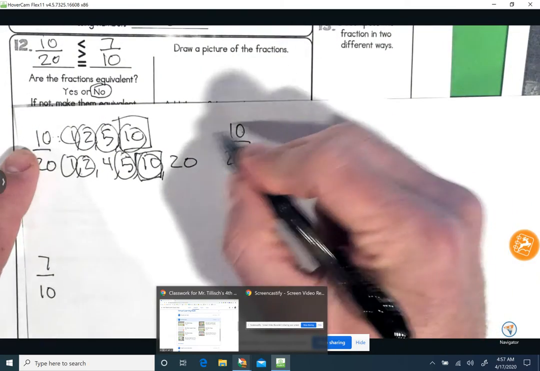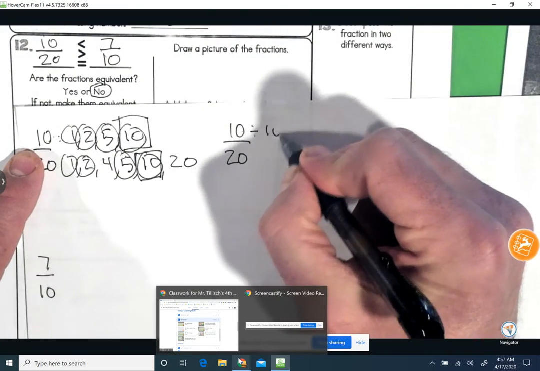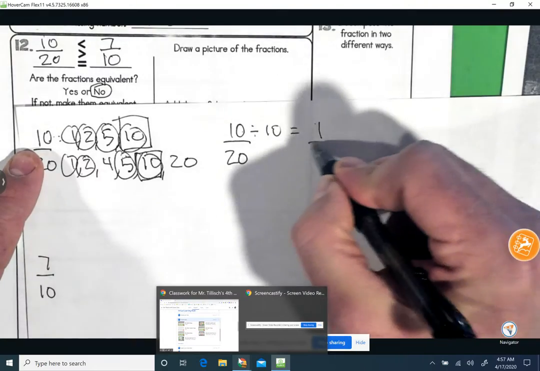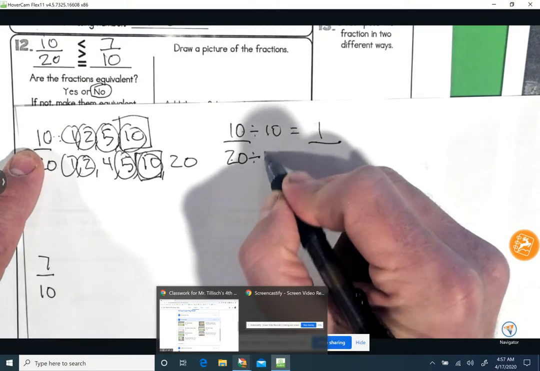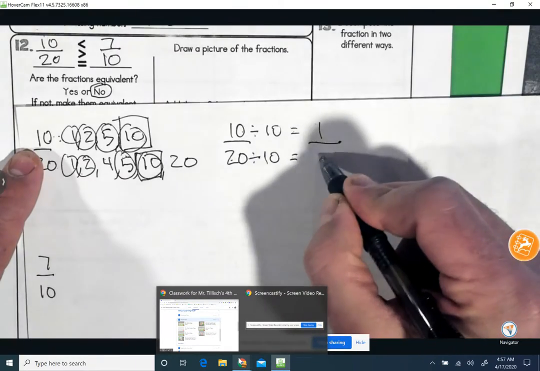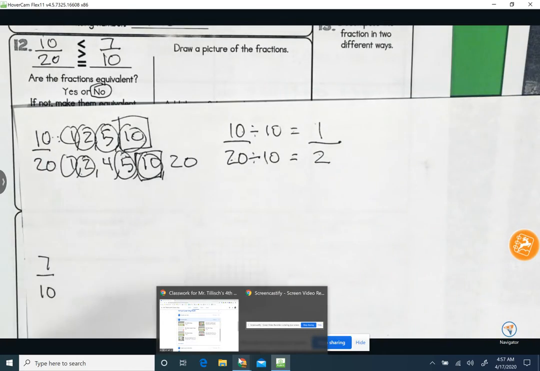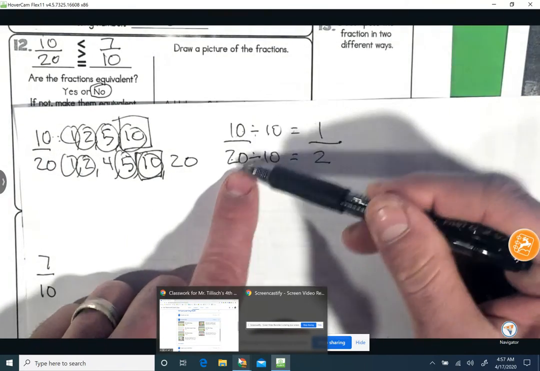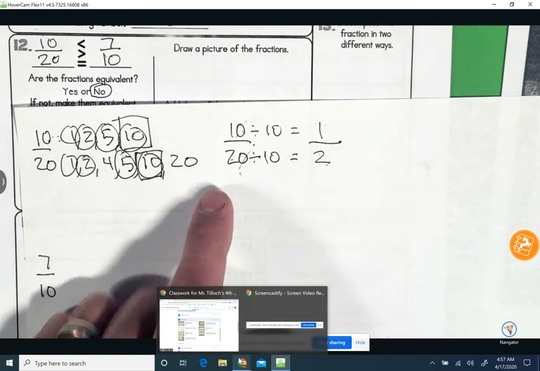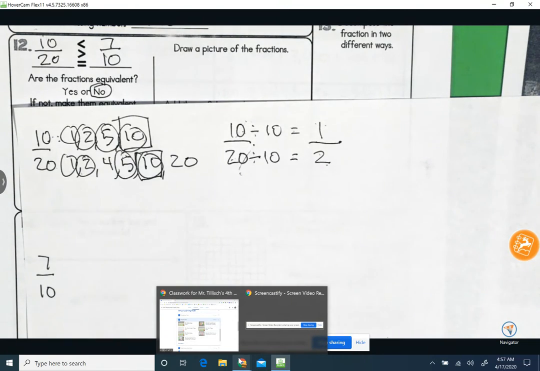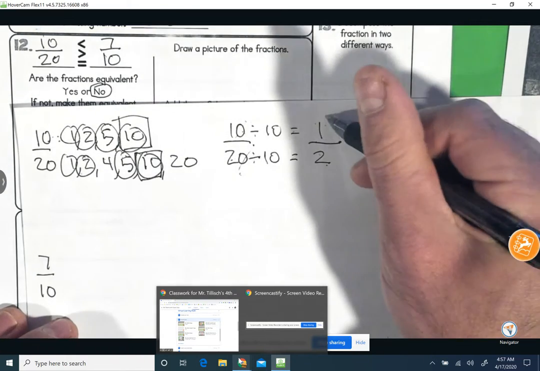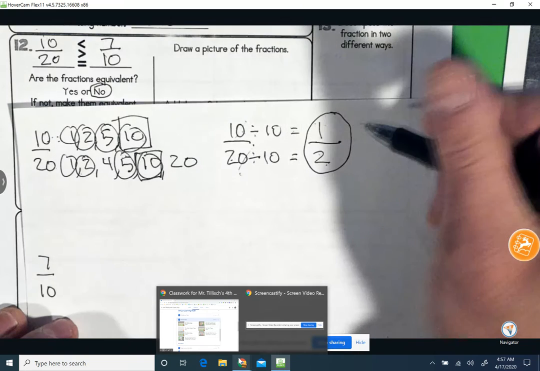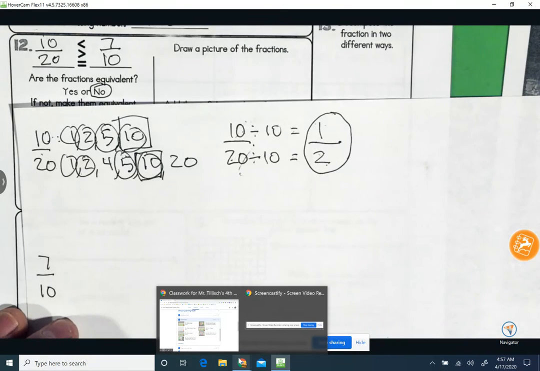We got 10 divided by 10, that equals 1, and 20 divided by 10 equals 2. So you can see now why we were able to simply cancel out these zeros and get to 1/2. But for these purposes, we now put 10/20 into simplest form, which is 1/2.